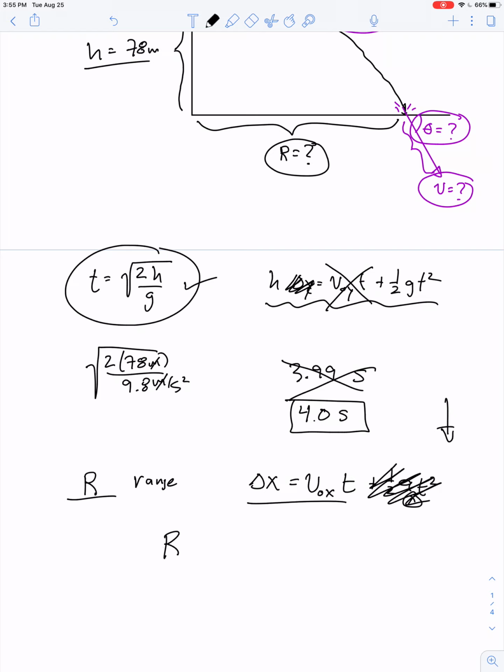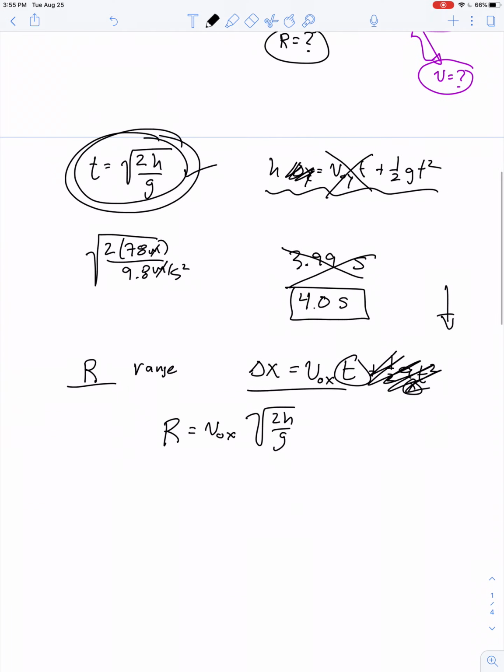So our range is equal to v0x times t, but we just found that t is the square root of 2h over g. So we're really just multiplying 20 meters per second times 4 seconds. Give us 80 meters.